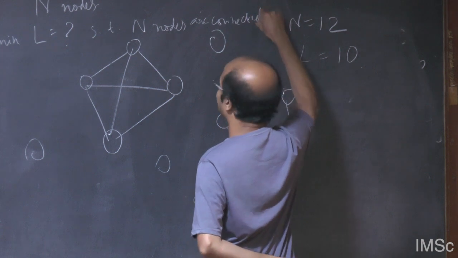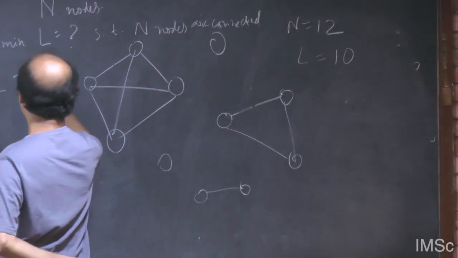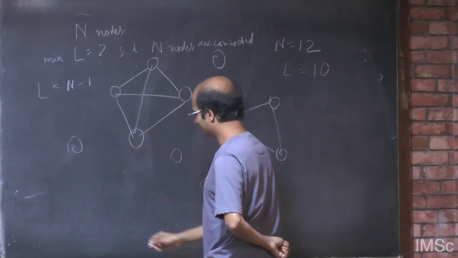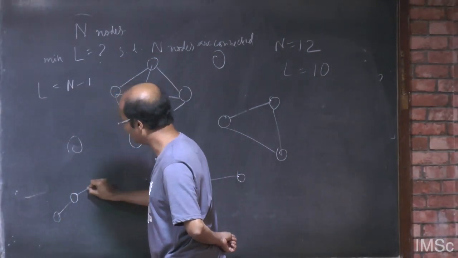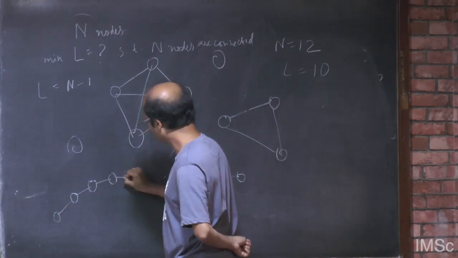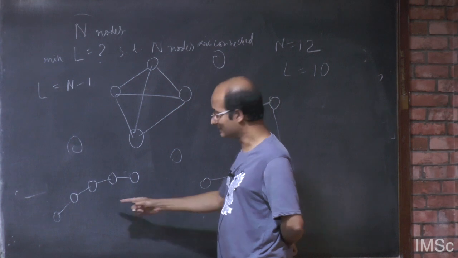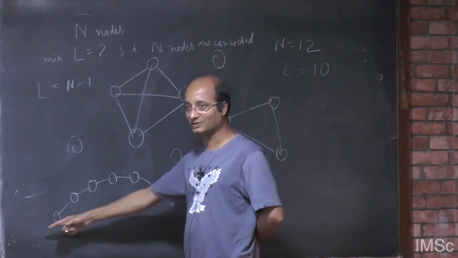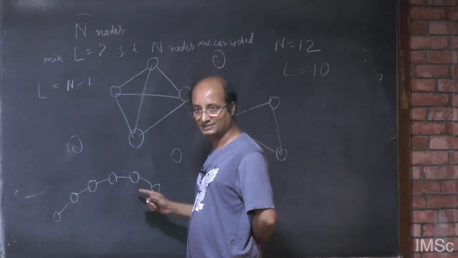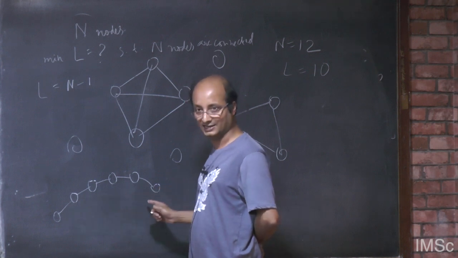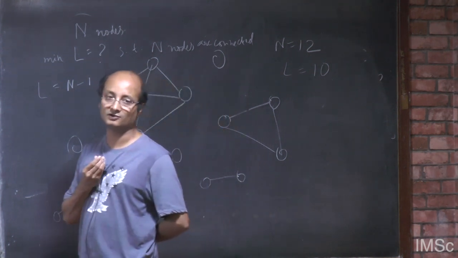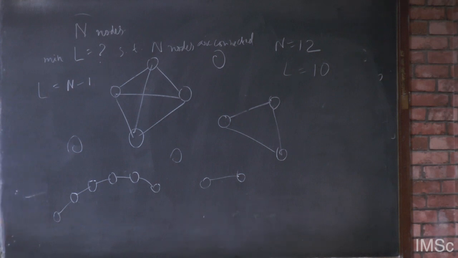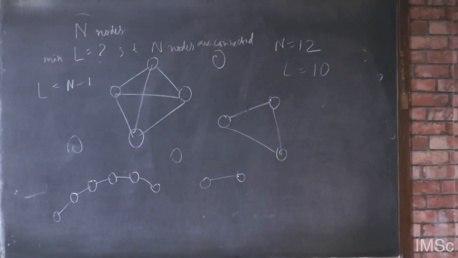And the answer is L minimum would be n minus 1, because you can create a chain where each node is connected to another node, that in turn is connected to another node, that in turn is connected to another node, and so on, okay? So if you count, there would be n minus 1 edges connecting these n nodes, okay? And this is the smallest number of edges that you can get away with, okay? If you have any fewer edges, necessarily there would have to be some nodes which are not connected, okay?